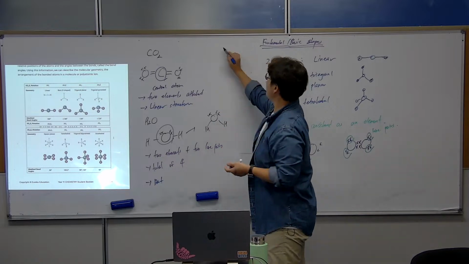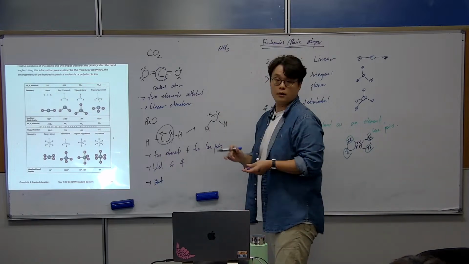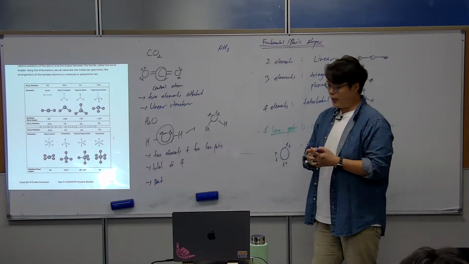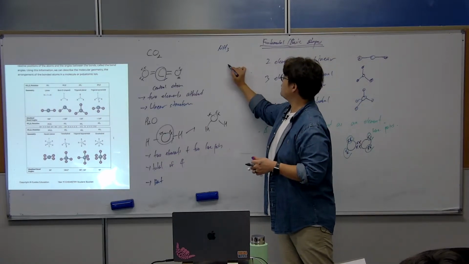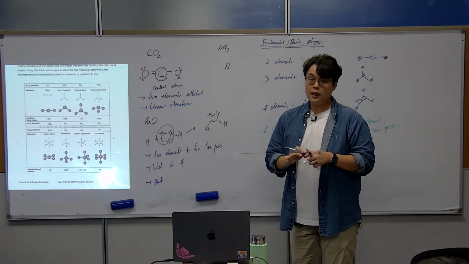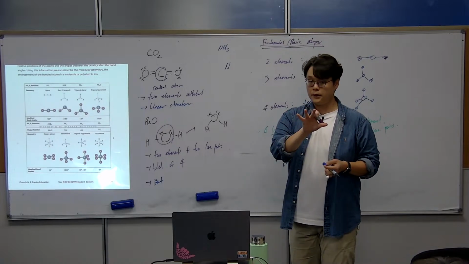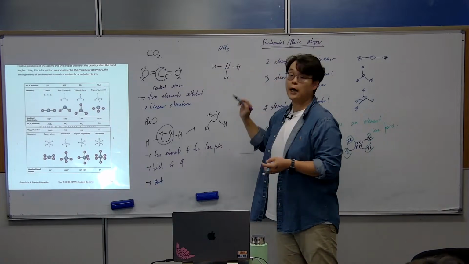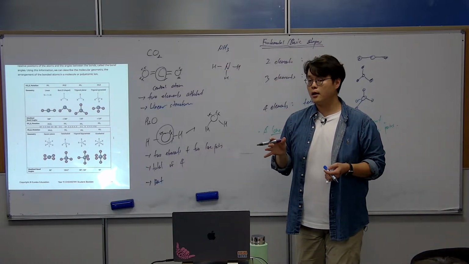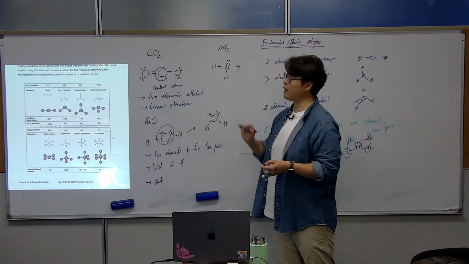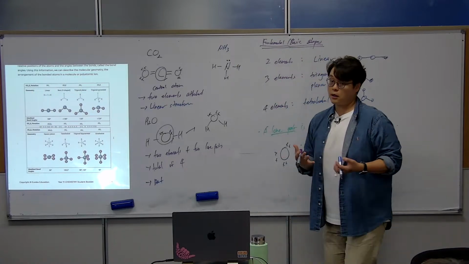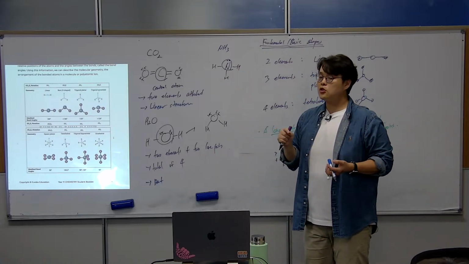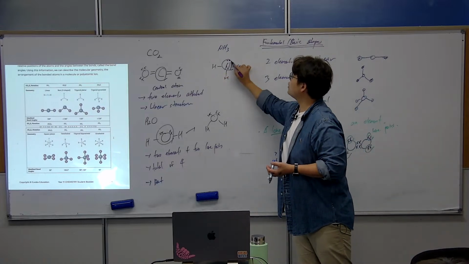What about NH3? First, you need to start from what's in the central atom. In NH3, we have a central atom of nitrogen. Nitrogen can form up to 3 bondings, so it will form 1, 2, 3 with the hydrogens, and there will be only one lone pair on the top. So let's start again. We have a central atom, which is nitrogen. It's connected to 1, 2, 3, and 1 lone pair.